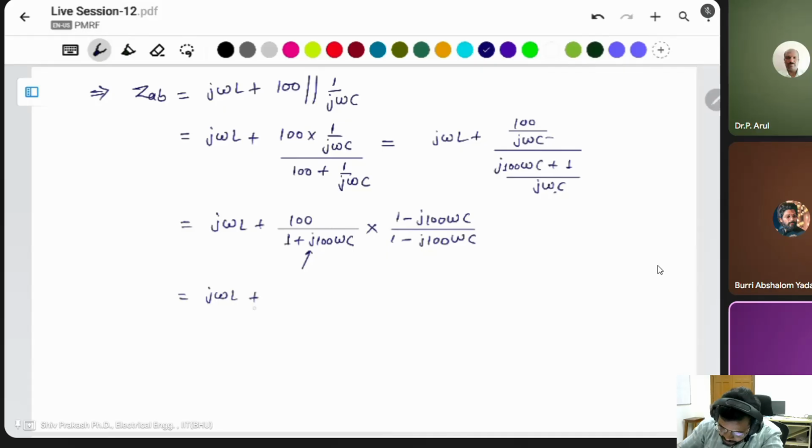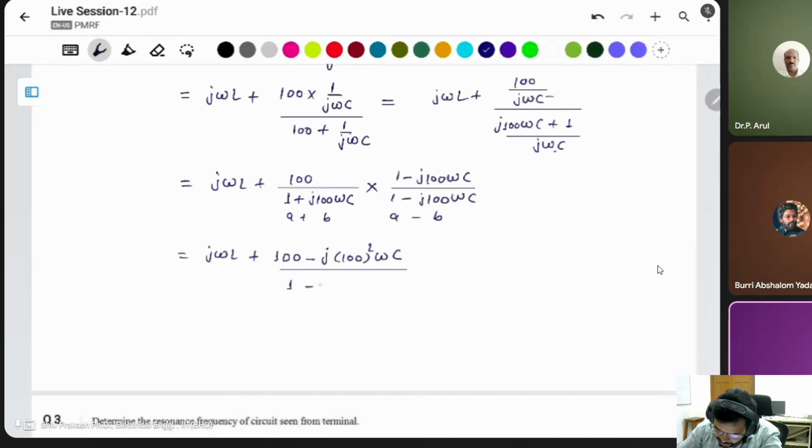j omega L plus we multiply this by 100, this will be 100 minus j 100 squared omega C, divided by, you can say this is a plus b and this is a minus b, that means a squared minus b squared. A squared is 1 minus this term squared, j squared into 100 omega C squared, and j squared is minus 1, that's why this will be positive. j omega L plus 100 minus j 100 squared omega C divided by 1 plus 100 omega C whole squared.